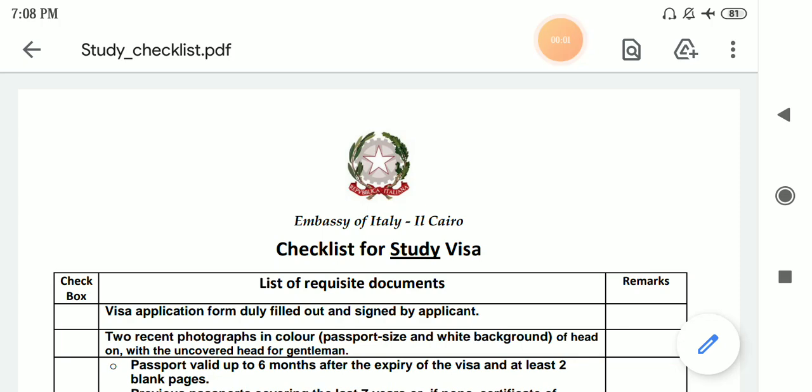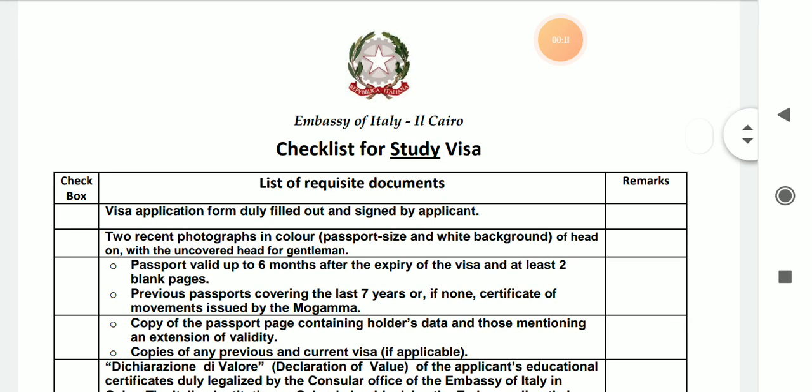Greetings to everyone. In this video, we'll be seeing the necessary documents that are required for your study visa type D. This is what you are seeing on your screen. This is the study visa checklist that is available on the Embassy of Italy website.